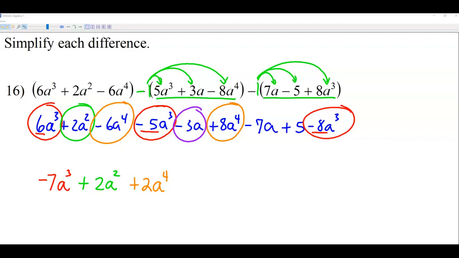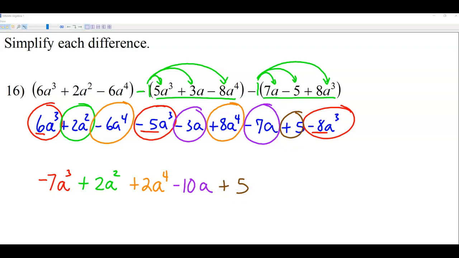We have a negative 3a and a negative 7a. Those are like terms. They both have an a to the first power. So negative 3 take away 7 is negative 10a. And then finally we have this 5, which is just a constant all by itself there.